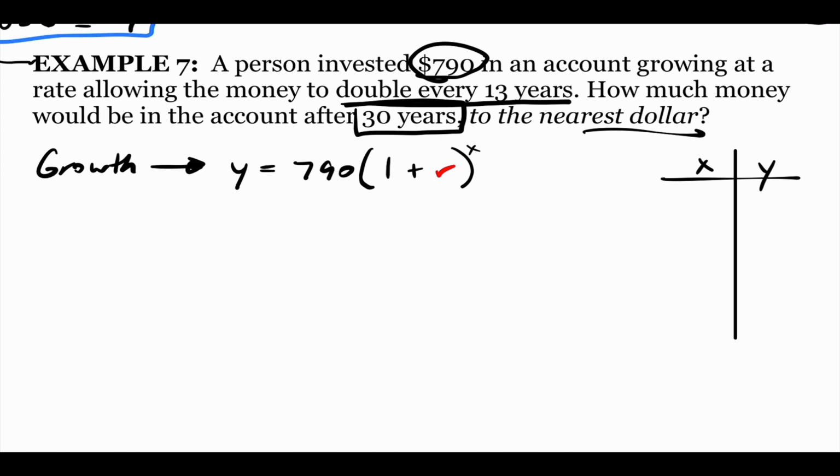I know at initial, there's $790 in the account. I know that it's going to double in 13 years. So in 13 years, that number won't be 790. It's going to be 790 times 2, which is 1,580, I believe.